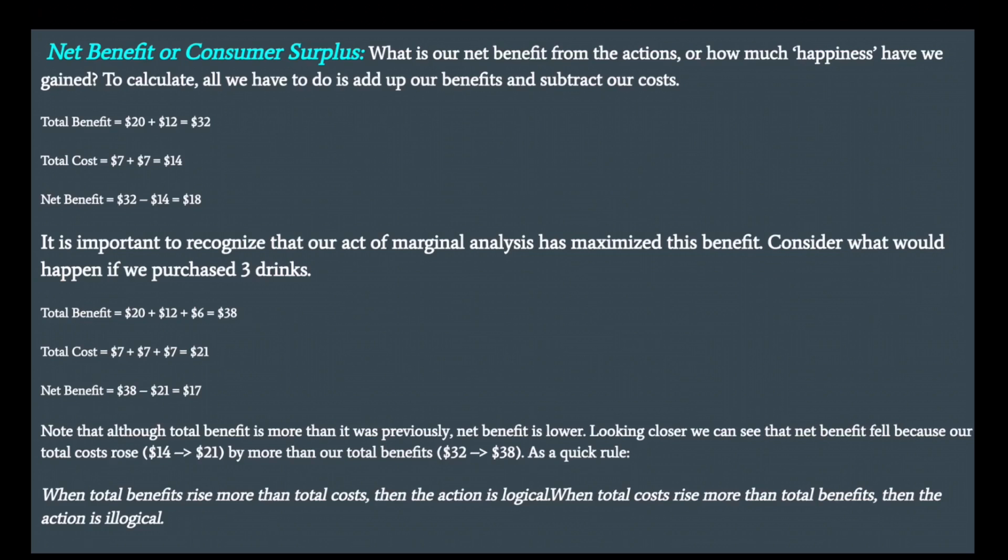Note that although total benefit is more than it was previously, net benefit is lower. Looking closer, we can see that net benefit fell because our total cost rose, $14 to $21, by more than our total benefit, $32 to $38. As a quick rule, when total benefit rises more than total cost, then the action is logical. When total cost rises more than the total benefit, then the action is illogical.